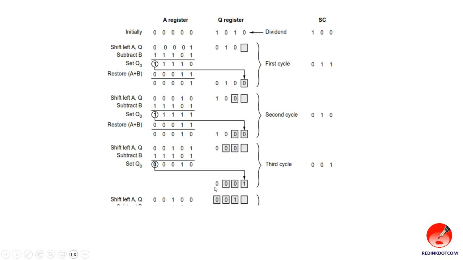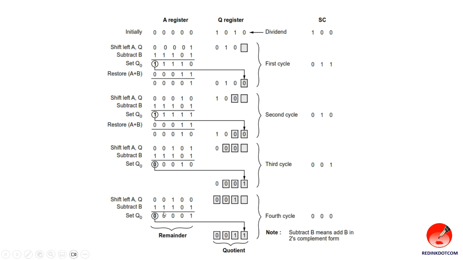Then I shift the 0 from this position into this position, 0 into this position, 0 into this position, 1 into this position, and leave Q naught blank. Then I do the subtraction operation. After adding these two values, I get this value. Again the sign bit of A is 0, so I set the Q naught value as 1. I need not do the restore operation. Now the sequence counter value becomes 0.